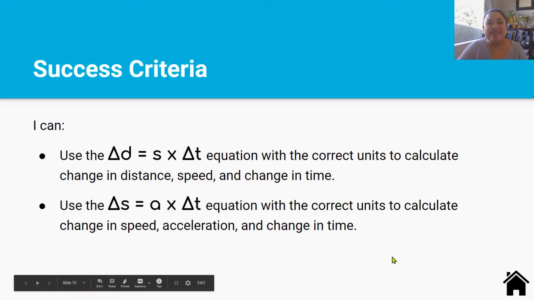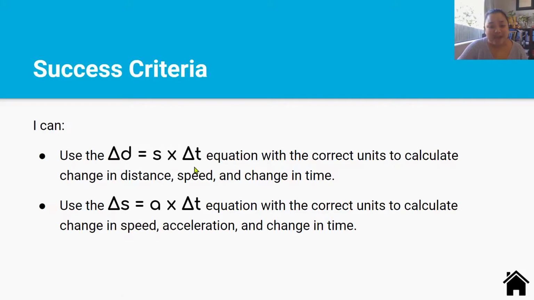Kapa, you've reached the end of this video. So by now you should be able to use this equation here, change in distance equals speed times change in time. And this equation here, change in speed equals acceleration times change in time, with the correct units to be able to calculate distance, speed, time, and acceleration.